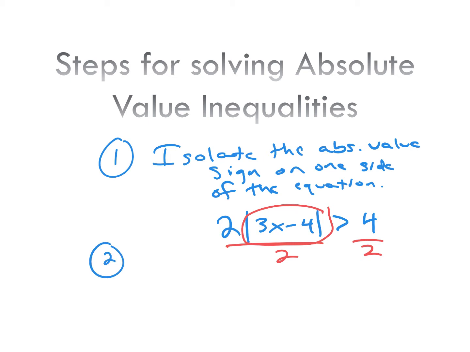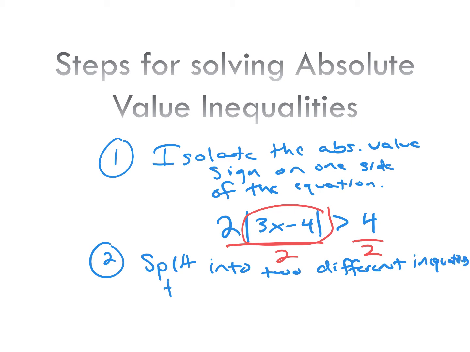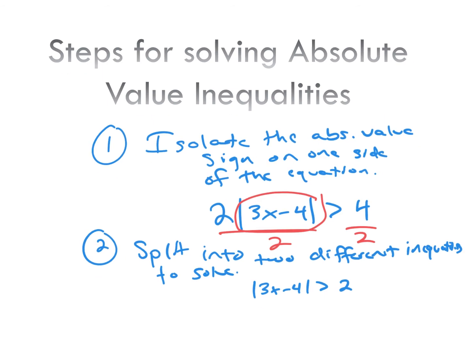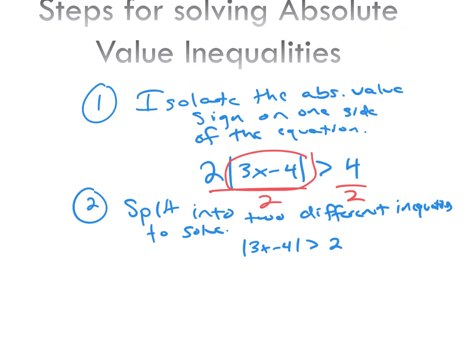The second step is you're always going to split it up into 2 different inequalities to solve. And so whatever the absolute value is, in this case, if we look back on our last example, we would have 3x minus 4 greater than 2. And so what the next step would look like is we want to split this up into 2 separate inequalities.